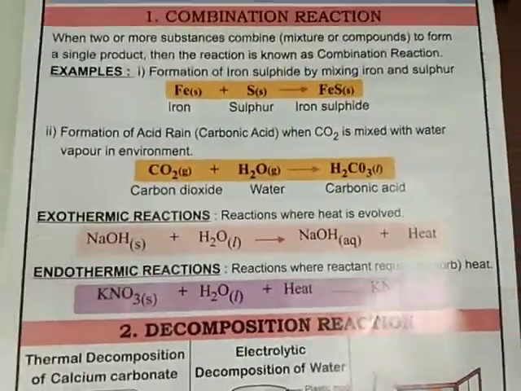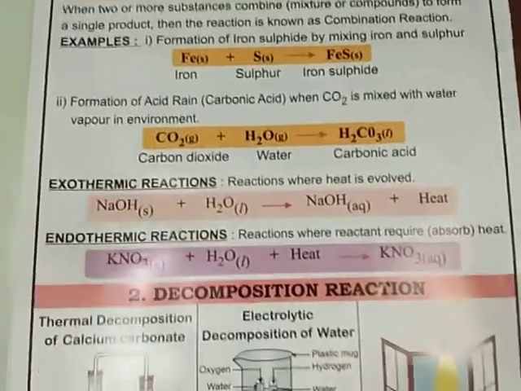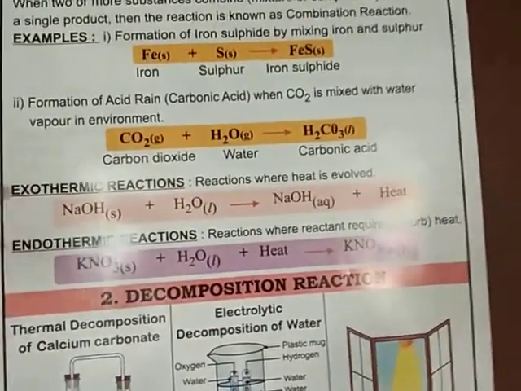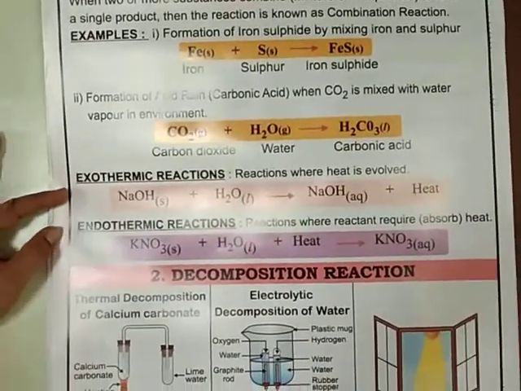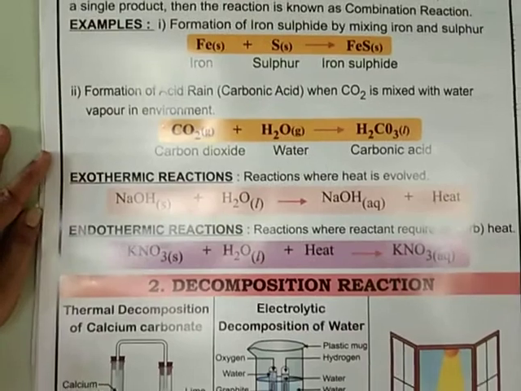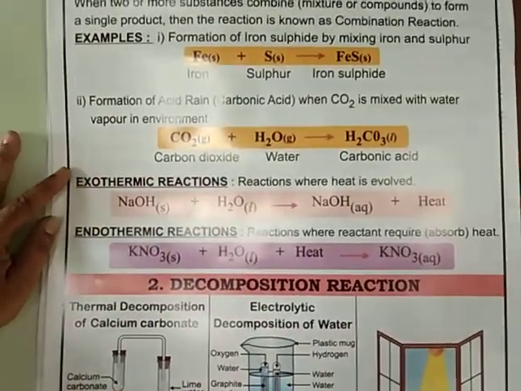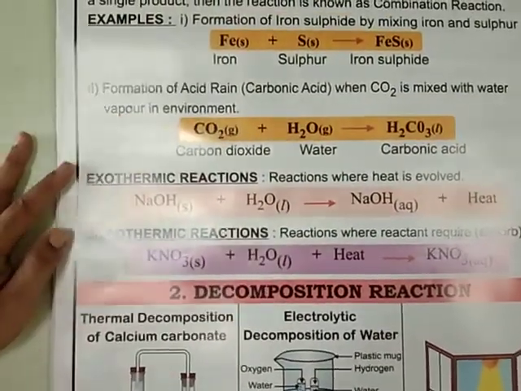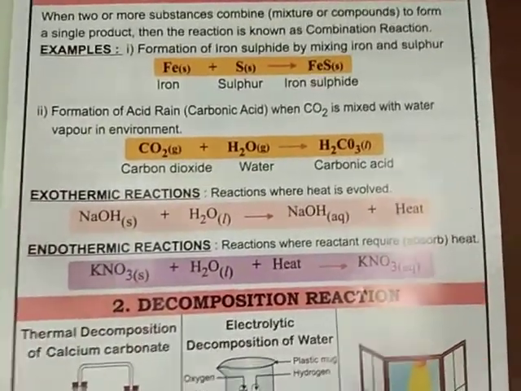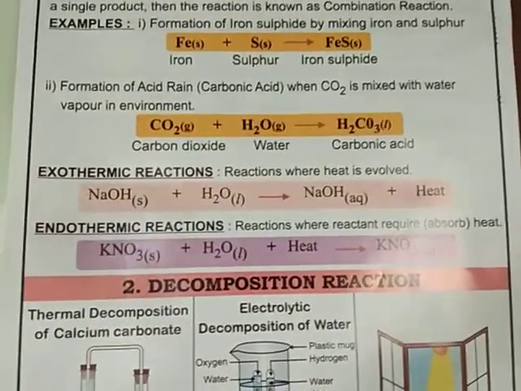Formation of acid rain: carbon dioxide plus water gives carbonic acid, H2CO3. And in this, exothermic and endothermic, where heat is evolved or heat is absorbed. The reaction in which heat is evolved is called exothermic and in which heat is absorbed is called endothermic.